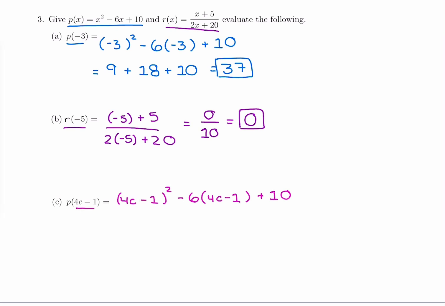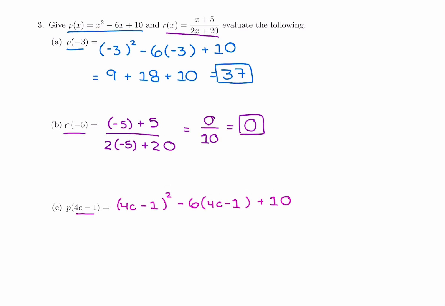Which means I'm going to have to do some side work, because to figure out what 4c minus 1 squared is, I have to multiply it with itself. So 4c minus 1 squared means it's 4c minus 1 times 4c minus 1, right? Anything squared is multiplied with itself.